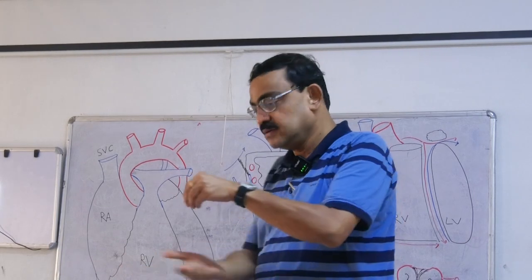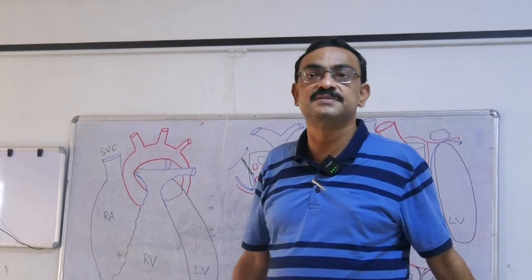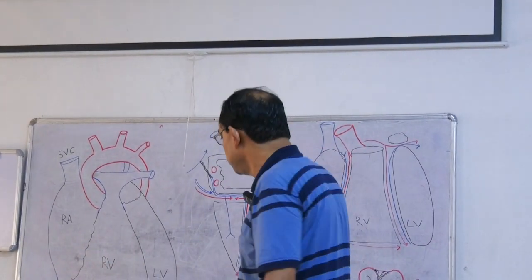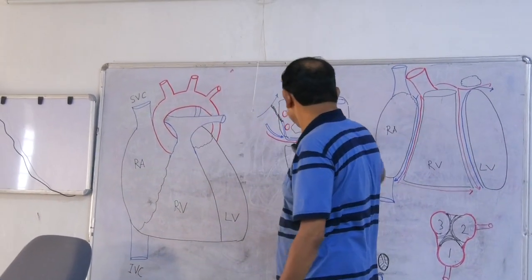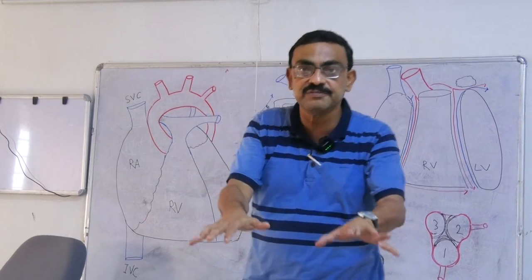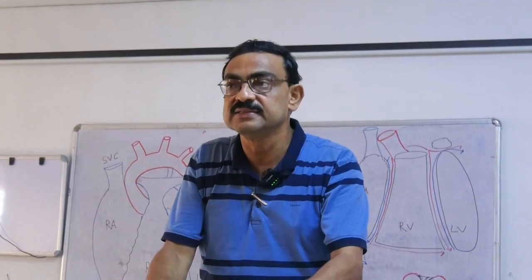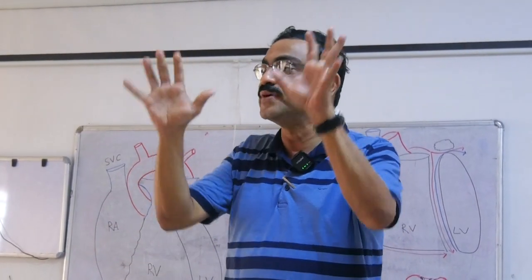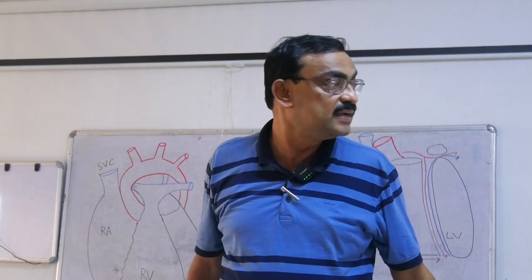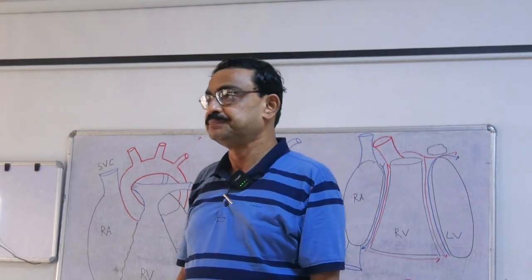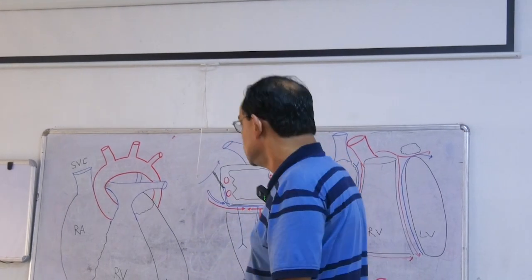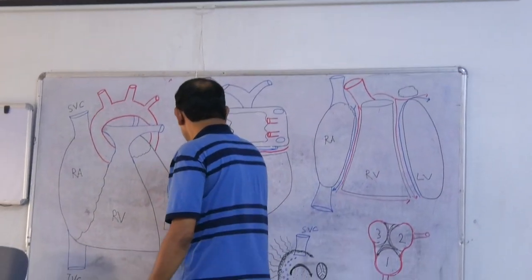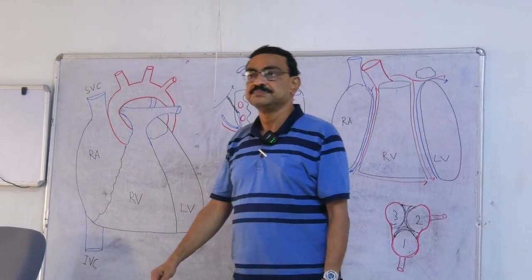Don't think that the inferior surface is the base. This is the inferior surface, or the diaphragmatic surface, and that surface actually rests mainly on the central tendon of the diaphragm. Okay. So this is the apex and this is the base.